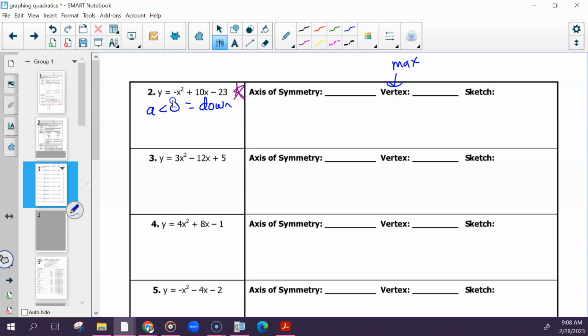All right, so let's find our axis of symmetry. I'm going to label my A, my B, and my C, and find my x equals -b over 2a. So I have negative 10 over 2 times negative 1. That would simplify to negative 10 over negative 2. The negatives would cancel, and I'd have just 5. So my axis of symmetry would be x equals 5.